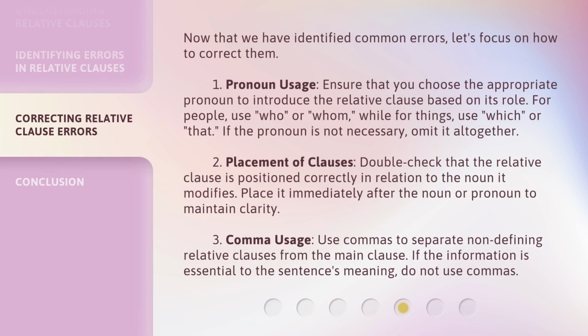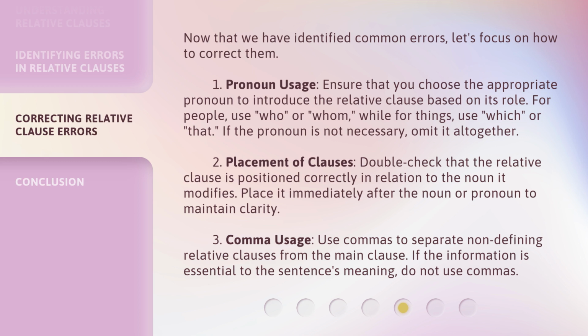Now that we have identified common errors, let's focus on how to correct them. 1. Pronoun usage. Ensure that you choose the appropriate pronoun to introduce the relative clause based on its role. For people, use who or whom, while for things, use which or that. If the pronoun is not necessary, omit it altogether.